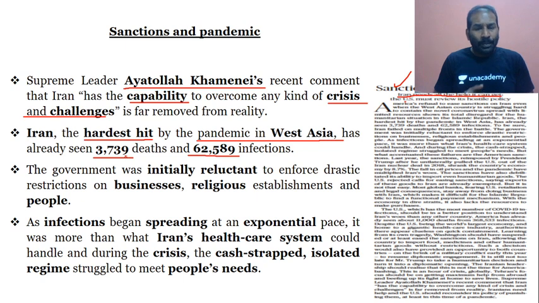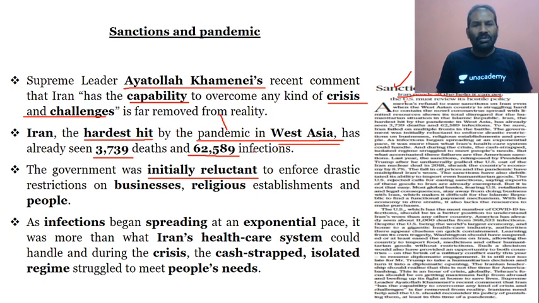Even earlier to the pandemic, it was reeling under economic crisis. Again with the pandemic, SARS-CoV-2, it is the hardest hit country in West Asia. Now we will look at it keenly, how it is being hit and for what reasons. The government was initially reluctant, because when the pandemic struck West Asia, Iran did not go ahead with drastic restrictions so that they could contain the virus.